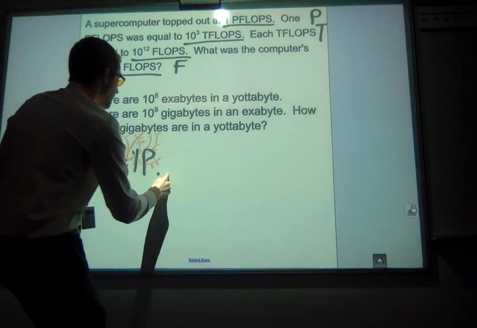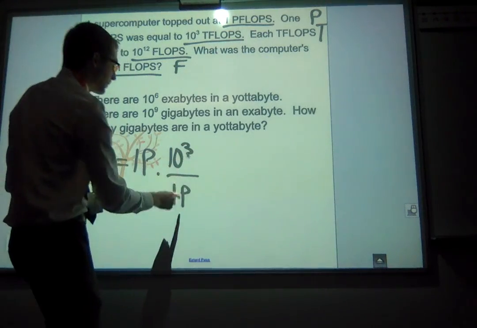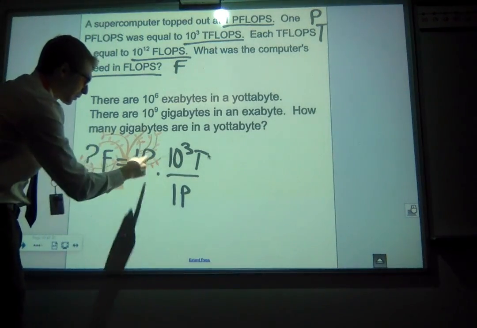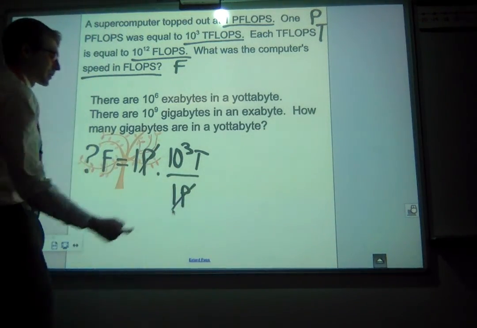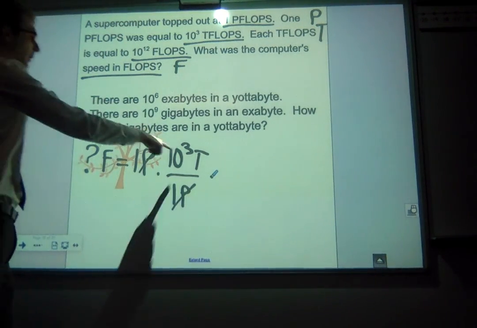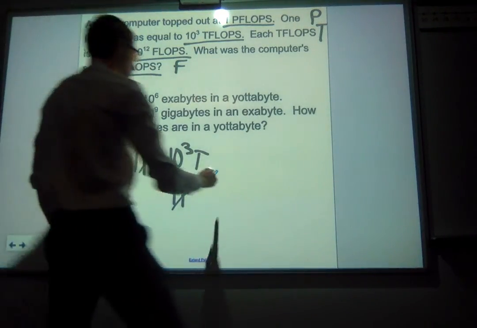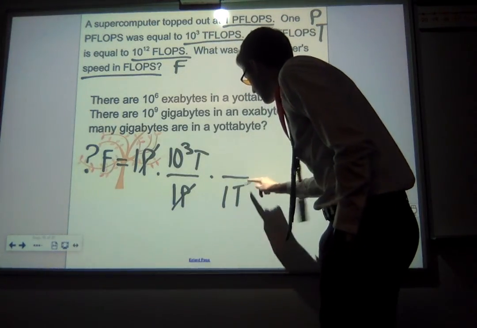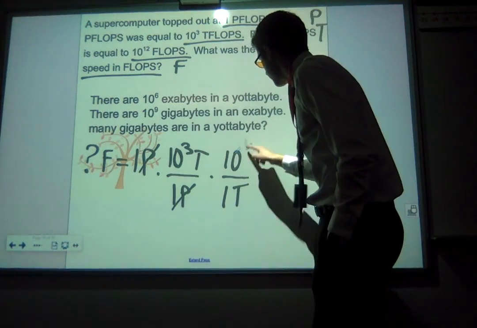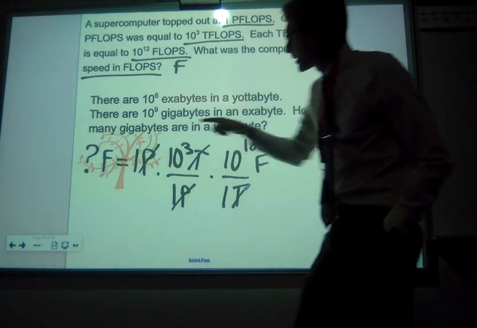All right, so going back to our example, we were told that 1 pflops was equal to 10 to the 3rd tflops. So 1 pflop over 1 pflop is going to be equal to 10 to the 3rd tflops. If we're multiplying this across, the pflops cancel. Now I'm going to multiply one more time to get rid of the tflops. So we see 1 t, and again I'm putting t down below just to get rid of the t's, is going to be equal to 10 to the 12th flops. So the tflops cancel, and we're left with just flops, exactly what we wanted.